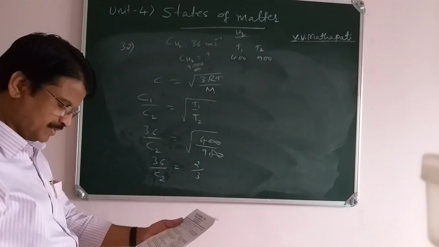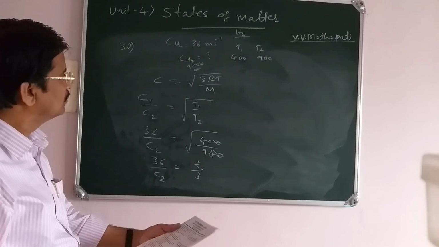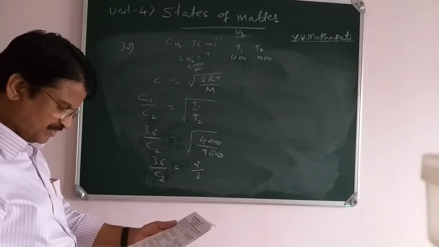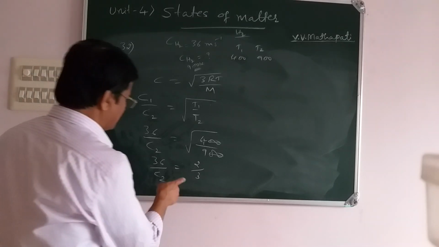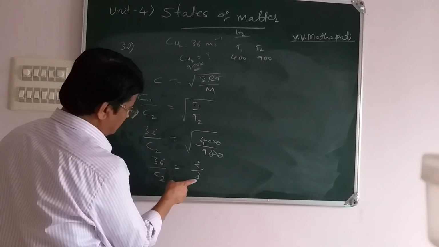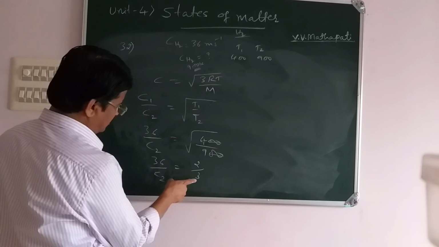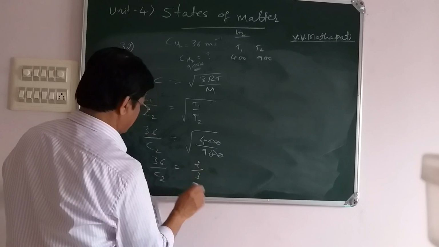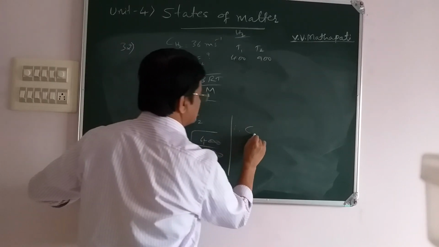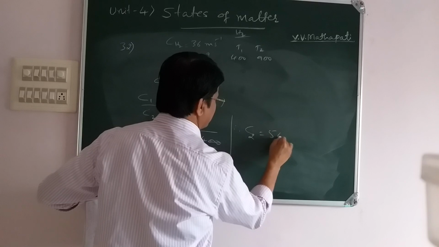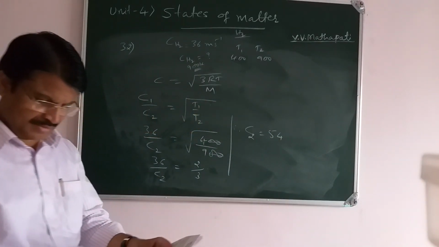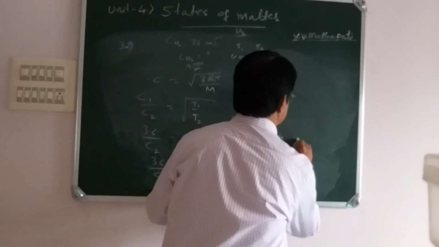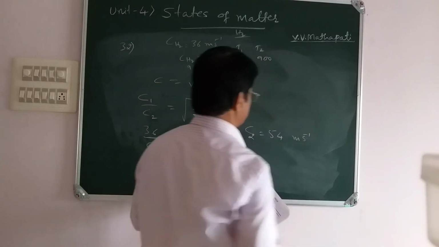Answer we get, T1, T2, right hand. 54 meter per second. Because 36 into 3 by 2 means we get 54. Therefore, C2 equal to 54 meter per second. Correct.